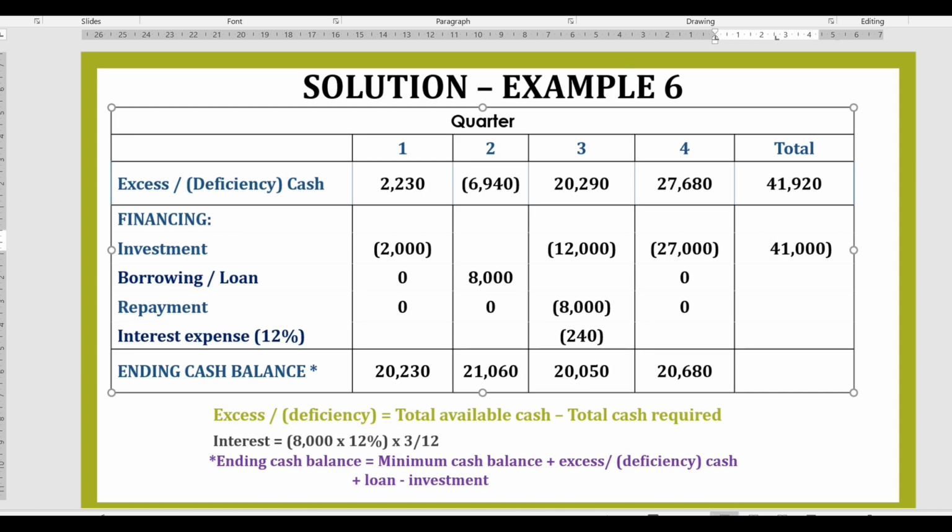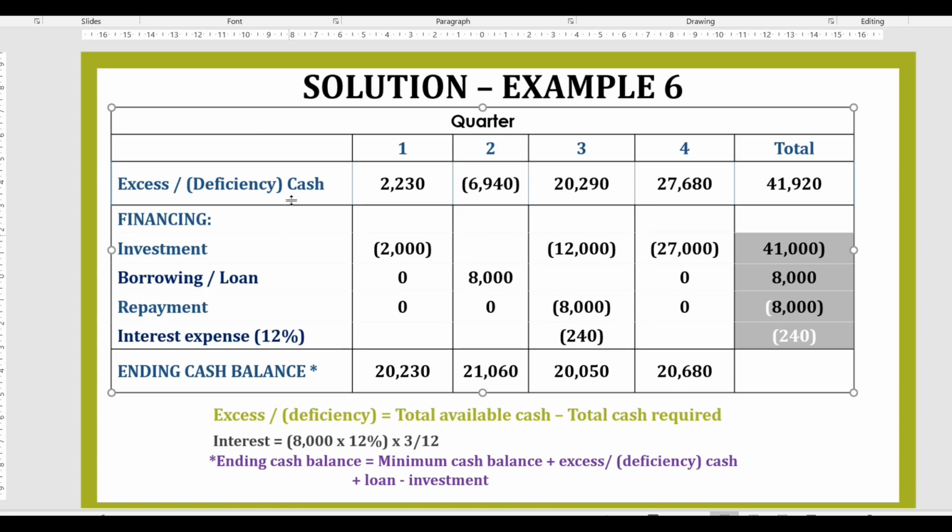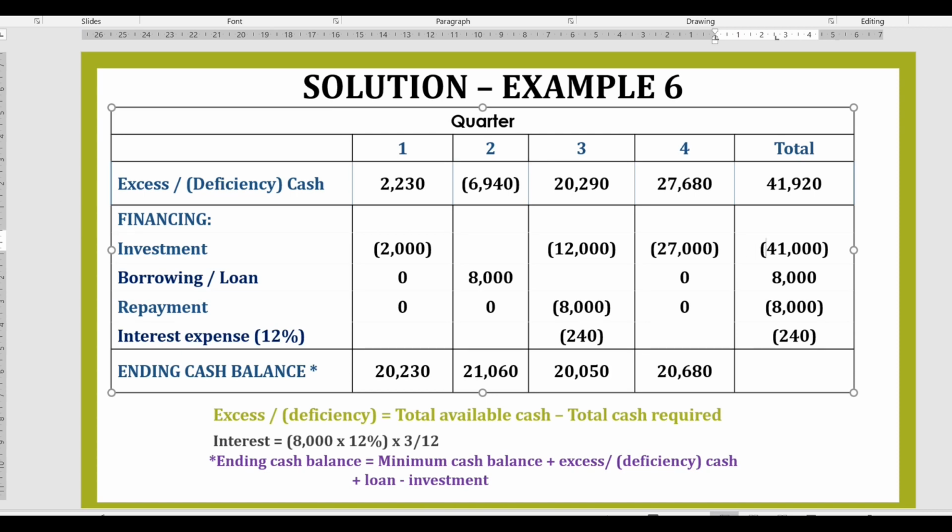Okay. All right. Okay, and then you're going to have to total up the borrowing part. Okay, here borrowing parts kita ada 8,000. So here the amount is 8,000. Okay, and then kita ada repayment negative, okay, minus 8,000. Right. Okay, right. And then you'll have your interest expense of 240. Okay, so kita boleh nampak lah item tu dekat situ.